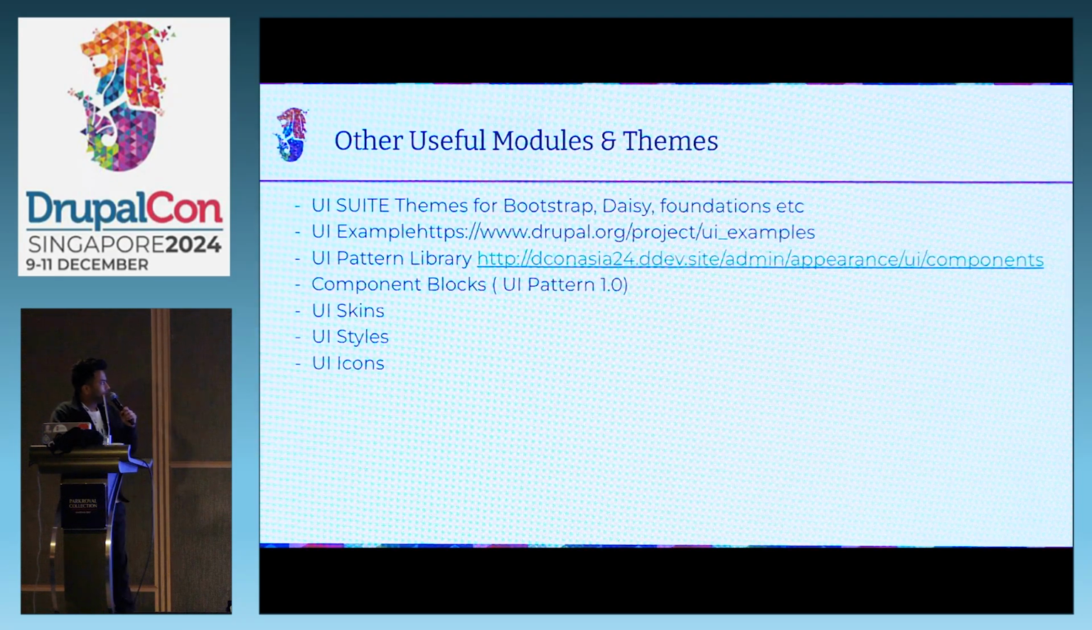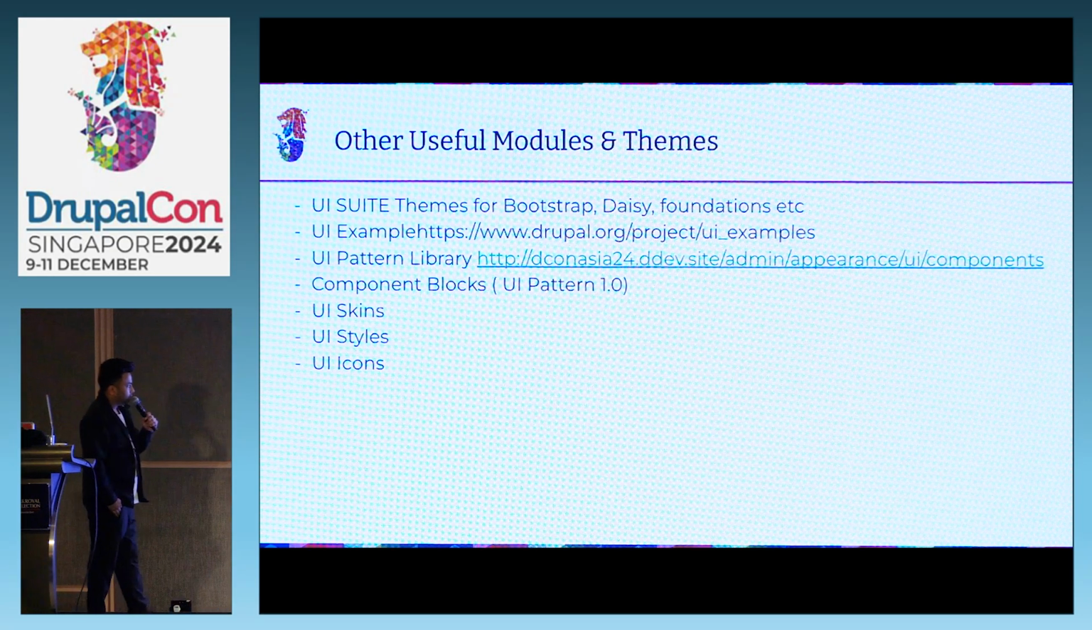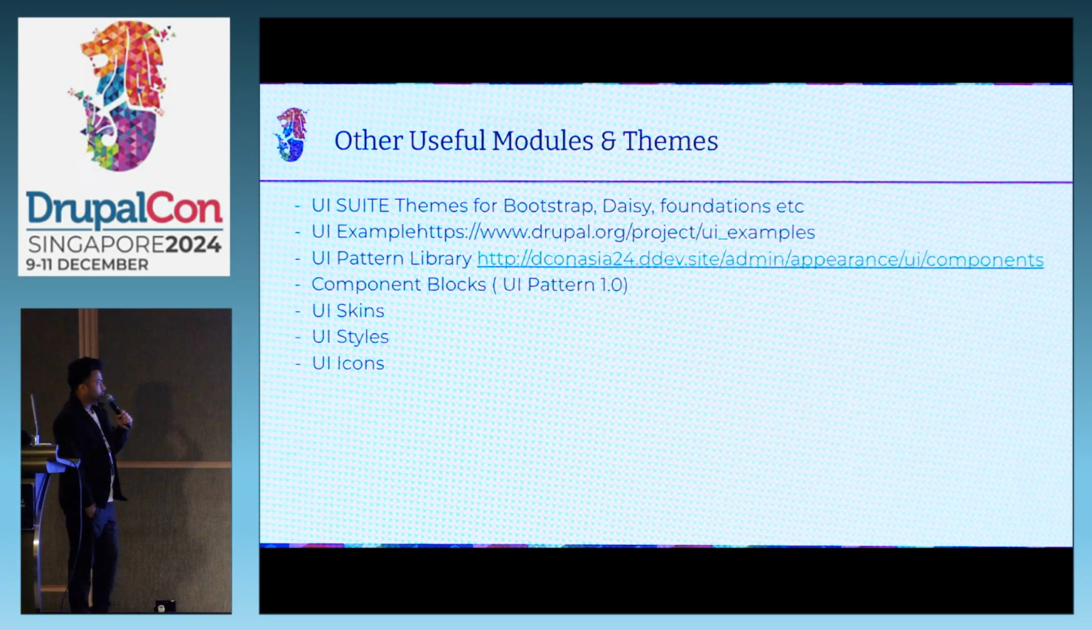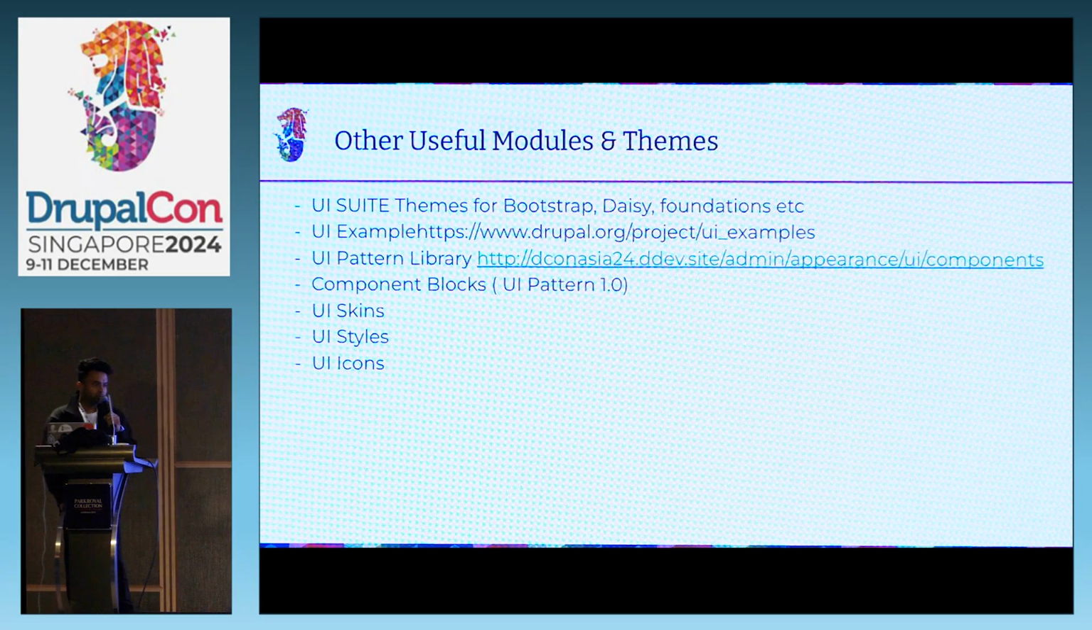Other useful modules are ones I've already discussed, right? UI Suite, and UI example modules, which you can download to see how it goes in Bootstrap and Foundation UI. The Pattern library module I have already discussed, which we saw just now. Component blocks is something where, if you use UI Patterns, it will not expose those components as blocks for you. So you have to use the component blocks module.